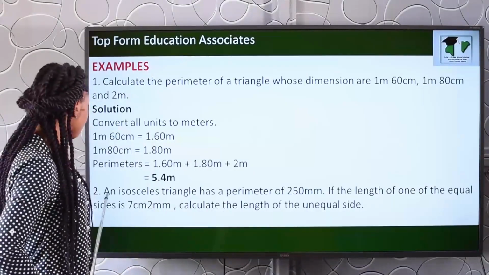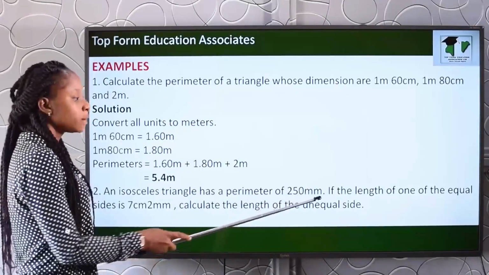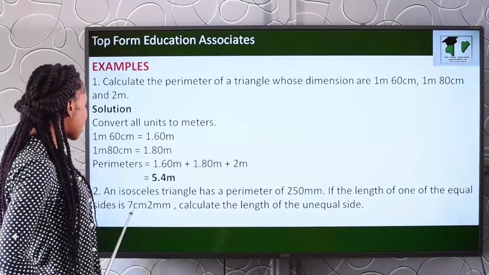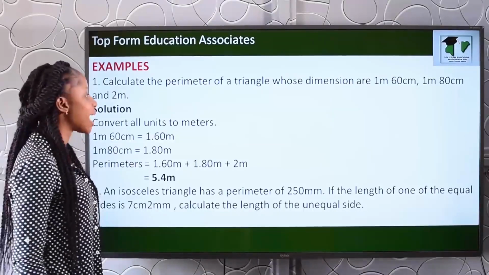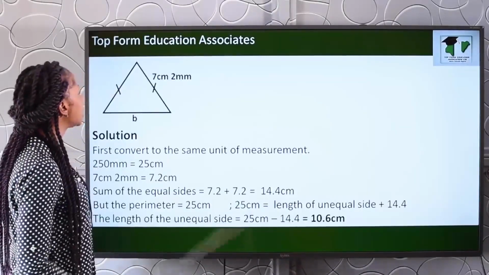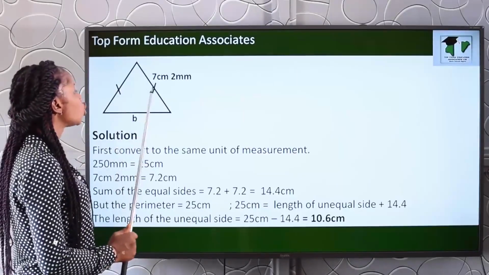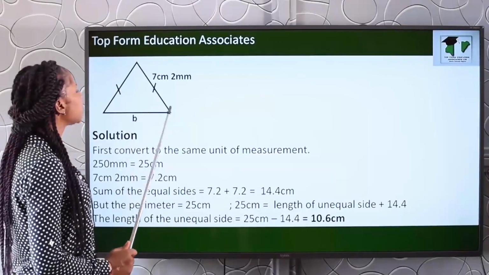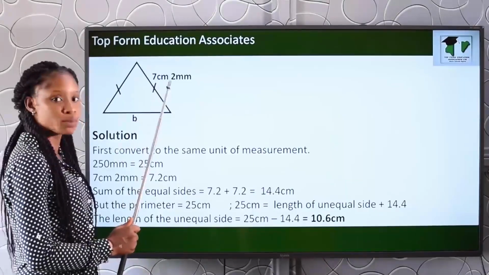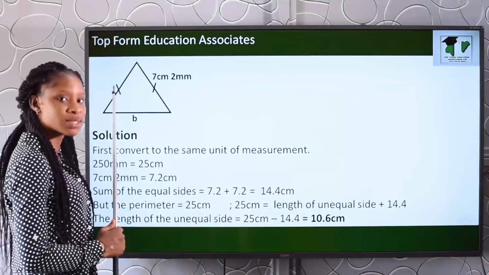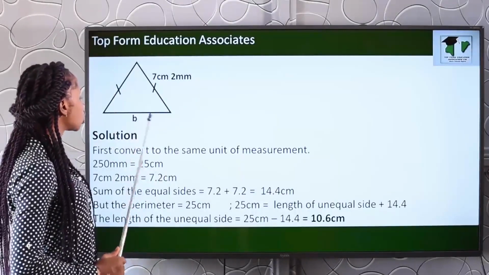Number 2, an isosceles triangle has a perimeter of 250 millimeters. If the length of one of the equal sides is 7 centimeters, 2 millimeters, calculate the length of the unequal side. This is the triangle. It's an isosceles triangle. Whenever you see this mark, you know that these two sides are equal. And we've been given one of the equal parts as 7 centimeters, 2 millimeters, meaning this other part is also 7 centimeters, 2 millimeters. Now we're asked to find the length of the part that is not given.